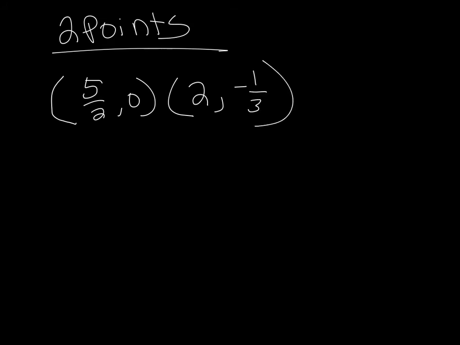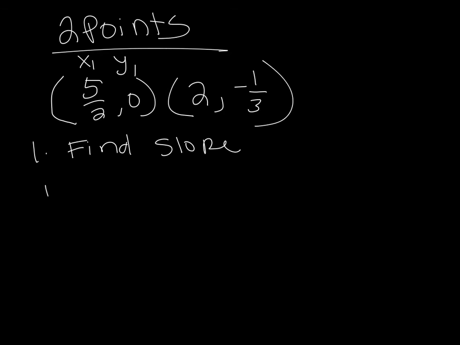If you're asked to find the equation of a line and all you're given is 2 points, what you want to do here is start by finding the slope. Because once you find the slope, we can use your x1 and y1 point and use our point slope formula. So step 1, find the slope.